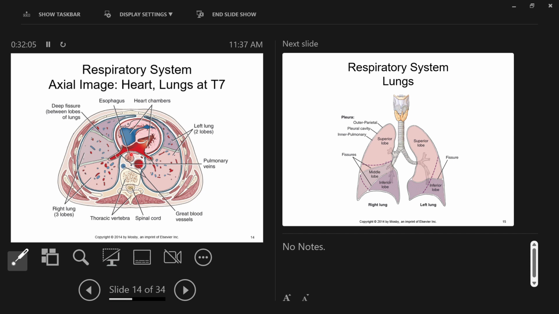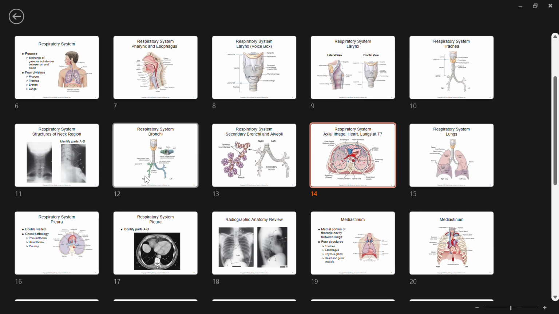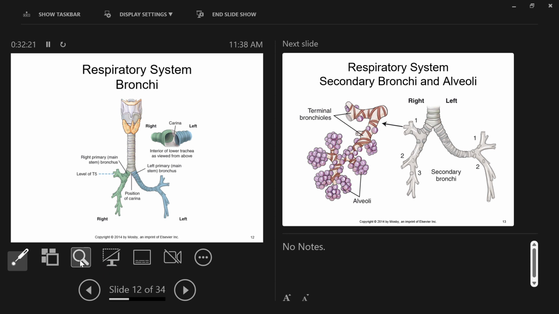Again, if this were T4, T5 or higher, right here, anterior to the esophagus, you would see a little dark circle that would represent where the trachea is, because you'd be cutting right through that. But in this case, too low. All right, back to here.